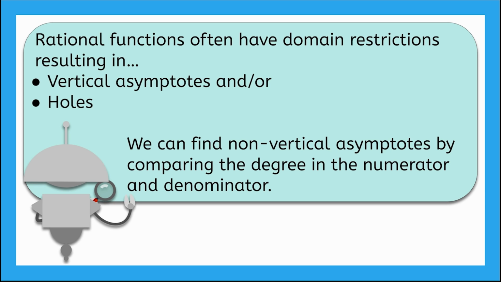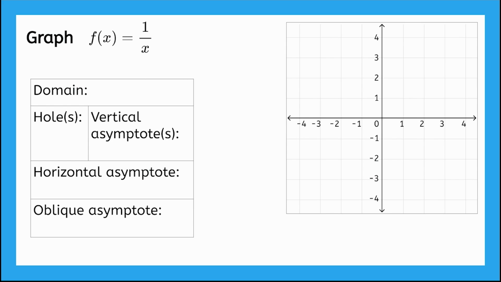Now you can use what you learned in the previous lesson to analyze the function 1 over x and record everything you know about it in your guided notes. What do we know about this function? Its domain is all real numbers except for x equals 0, where it's undefined. And because there are no factors to cancel out, it doesn't have any holes, and the line x equals 0 defines a vertical asymptote. Because the degree in the denominator is larger than the degree in the numerator, the function has a horizontal asymptote at y equals 0 and no oblique asymptotes.